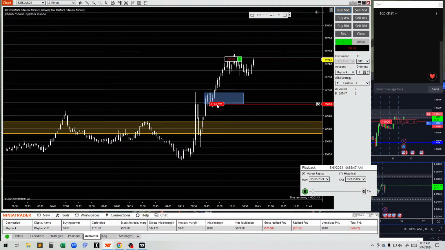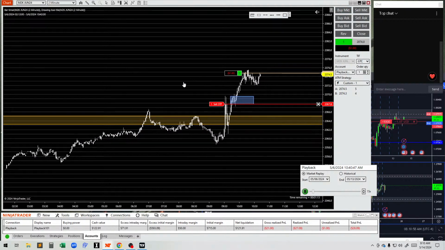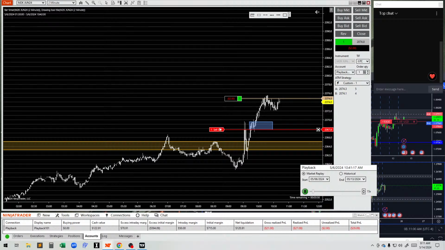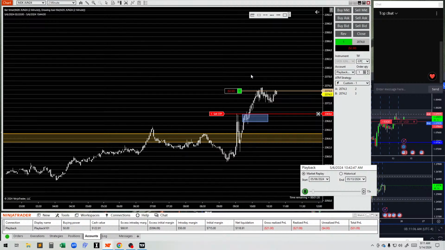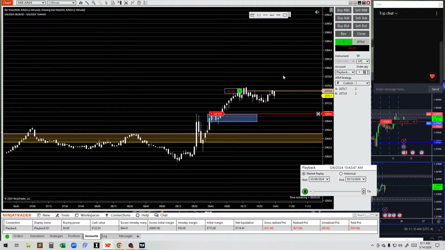Order filled. I'll go ahead and take that, because we're starting to push out with a little bit more momentum. I'll be looking to close it if it breaks below there, but I'm going to leave the stop a little bit lower, just in case it reaches below and then comes back up.